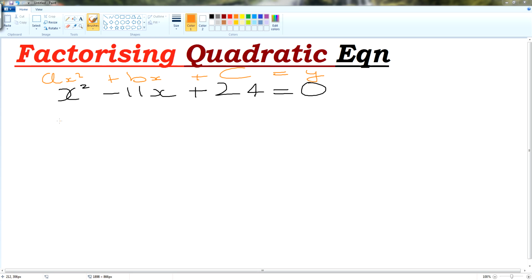Okay, folks, welcome back. We're looking at factorizing quadratic equations. So we're looking at them when a is equal to 1.